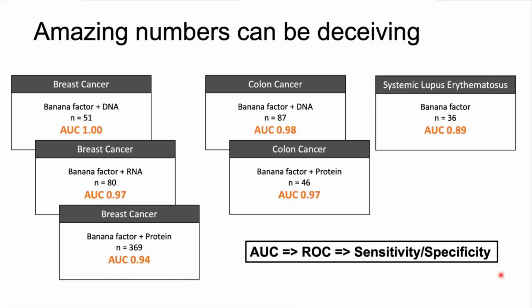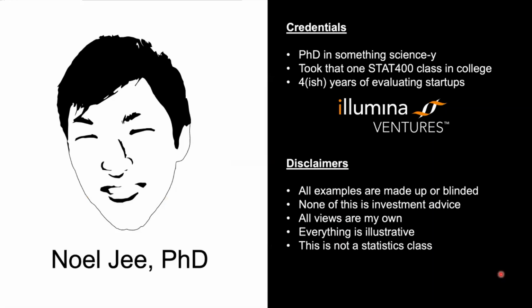Let me quickly introduce myself and do a proper introduction. My name is Noel, but how do you know that I'm not spouting nonsense, right? Seth and Ella mentioned that I have a PhD in something sciencey. It's chemical biology, but it's just a science PhD. It's not a statistics PhD. I did take one statistics class in college. It was an upper level class, but that was 10 years ago. So how much that actually matters, I don't know. I'll let you decide. I think the biggest thing adding credibility to what I'm about to say is that I have almost four years of evaluating startups with Illumina Ventures.